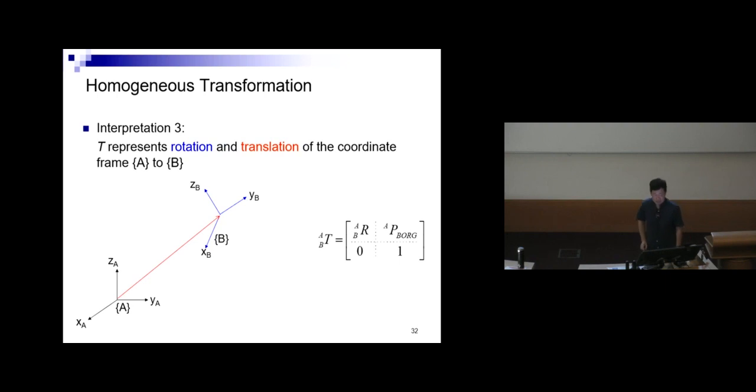Okay, so the third one is that this T essentially represents a rotation and translation of the coordinate frame of A to B. So a rotation followed by a translation. The rotation and translation actually imply that the A frame and B frame are initially aligned.